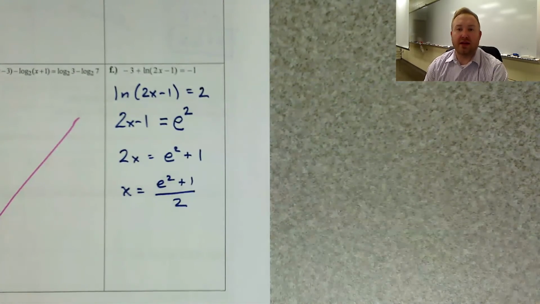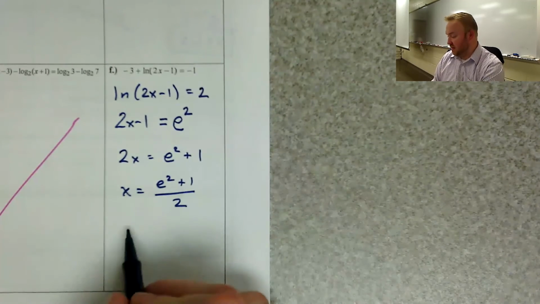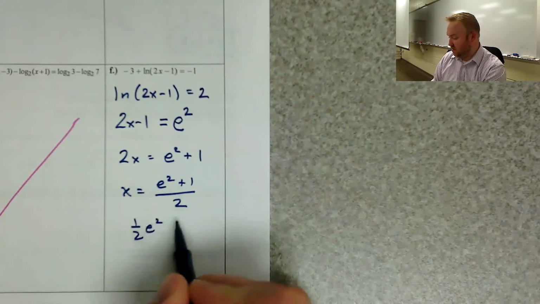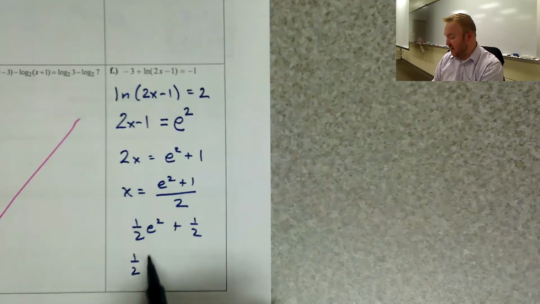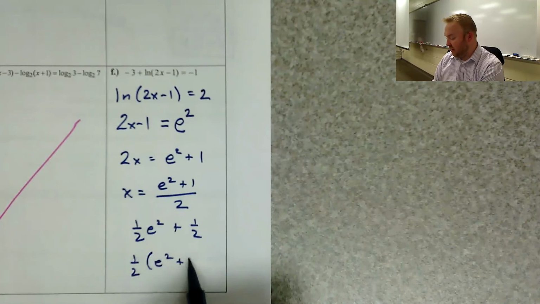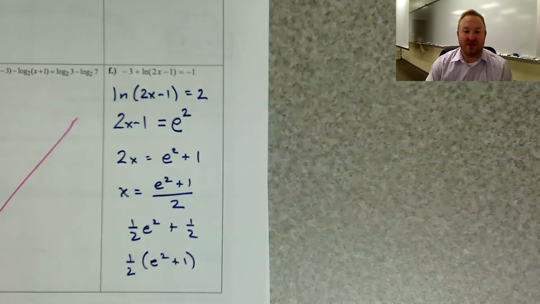Now, if we want you to get a decimal solution, we can have you plug that in your calculator and use your calculator to do it. If you want to say this is like 1/2 e squared plus 1/2, fine. Or 1/2 times the quantity e squared plus 1, fine, right? All equivalent expressions. Okay, so that brings us to the end of section 3.